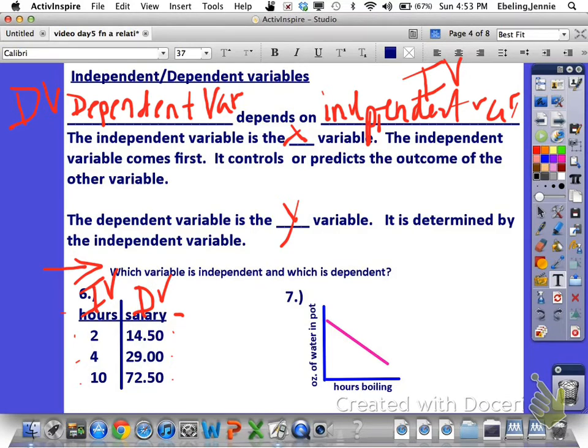Number 7, I'm looking at, on the x-axis, the hours boiling, and on the y-axis, I'm looking at the ounces of water in a pot. And I'm noticing that as time goes on of boiling this pot, the water in the pot is going to be decreasing. My independent variable is what I have control over, and that's how many hours I'm boiling it for. My dependent variable, how much water is in the pot, depends upon how many hours. So that's what's along the y-axis.